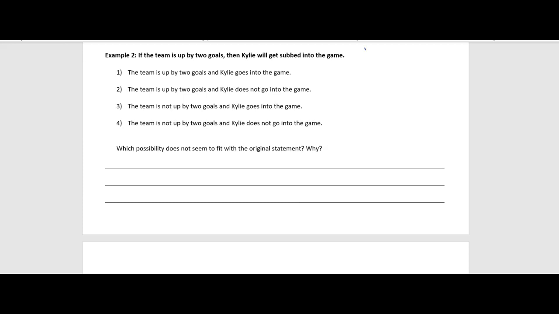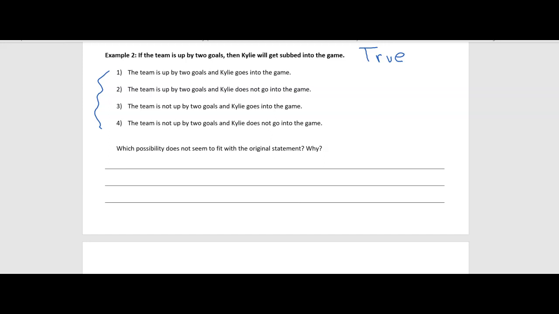Again, we are taking this statement to be true. And now we need to figure out which one of these other ones doesn't seem to make sense if we know that bold statement is true. So number 1 says the team is up by 2 goals and Kylie goes into the game. Well, that's what the original statement said was going to happen if the team was up by 2 goals.